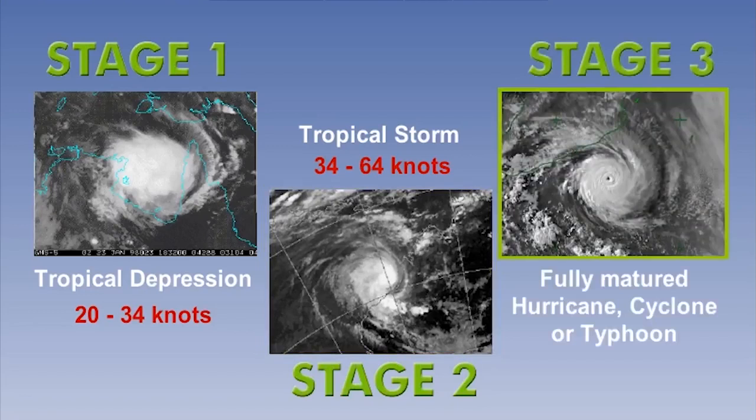Stage 3 is the fully matured hurricane, cyclone or typhoon, depending on your location, and has surface winds in excess of 64 knots.